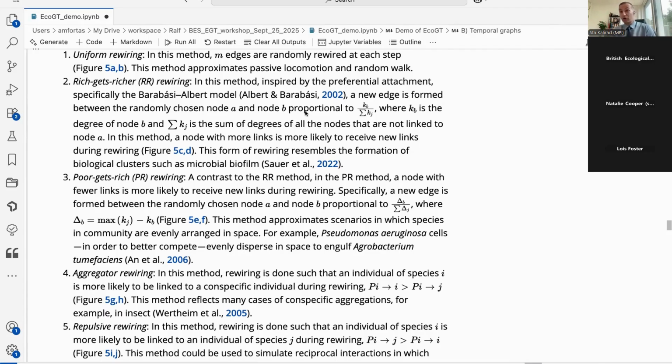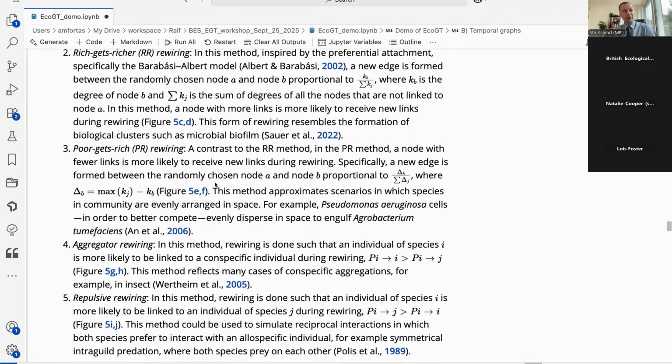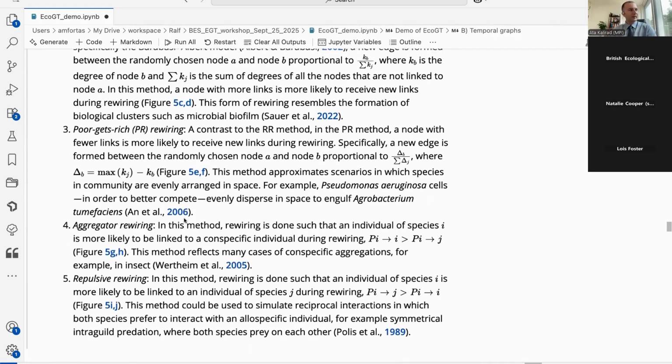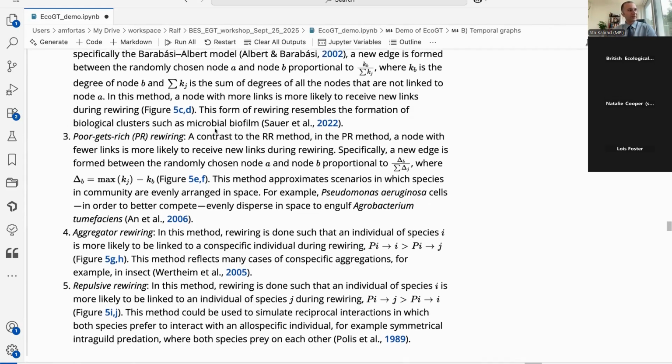The poor-get-rich is the contrast. So whenever it is trying to rewire edges in a given network, it would prefer to attach to a node that has fewer connections. And then, I actually gave some biological examples which would be relevant to these two different methods.